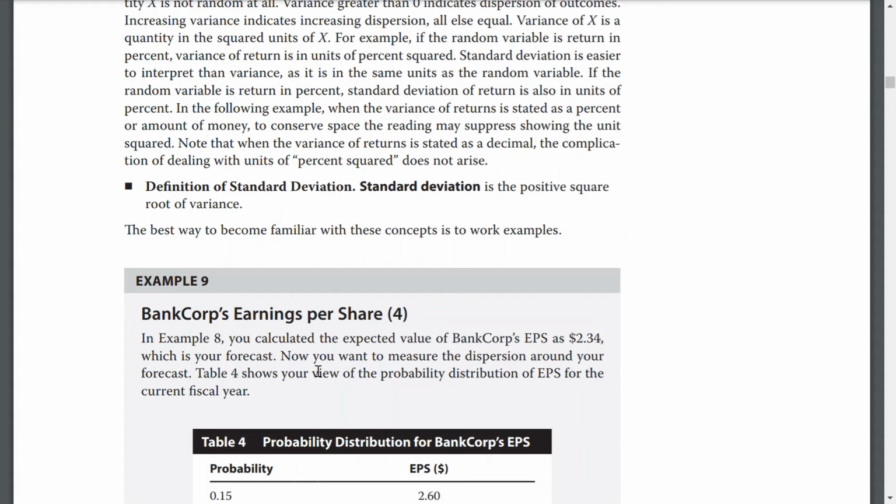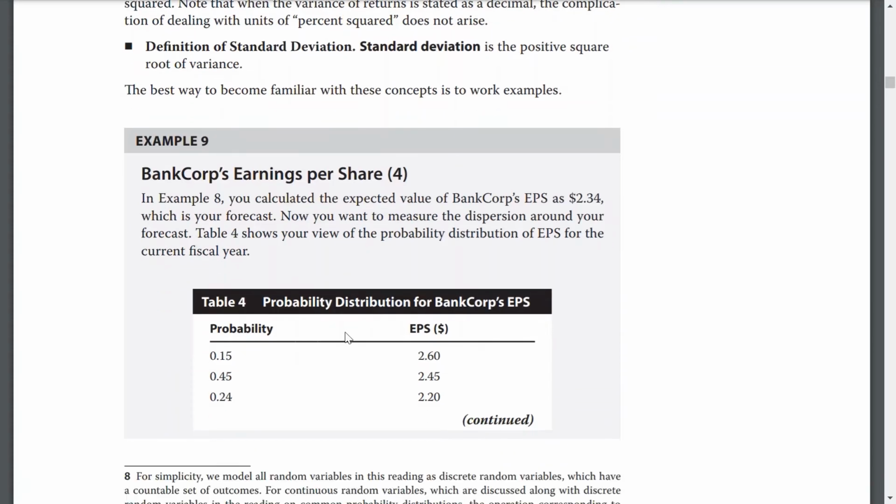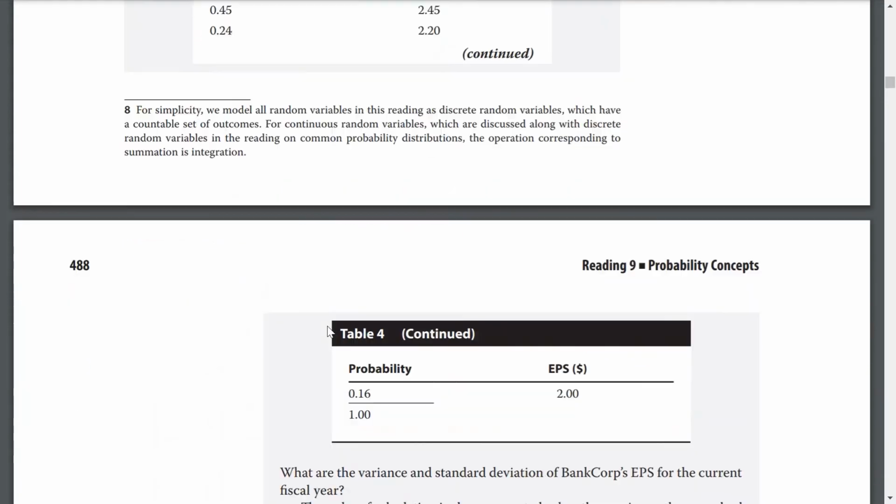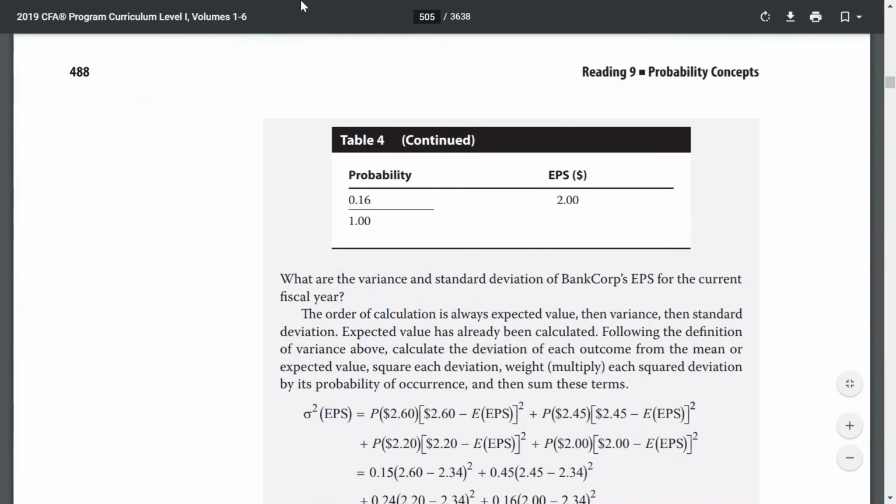The best way to become familiar with these concepts is to work through an example. Bancorp's earnings per share, part 4. In example 8, you calculated the expected value for Bancorp's earnings per share as 2.34, which is your forecast. Now you want to measure the dispersion around your forecast. Table 4 shows the probability distribution of EPS for the current fiscal year. What are the variance and standard deviation of Bancorp's EPS for the current fiscal year?